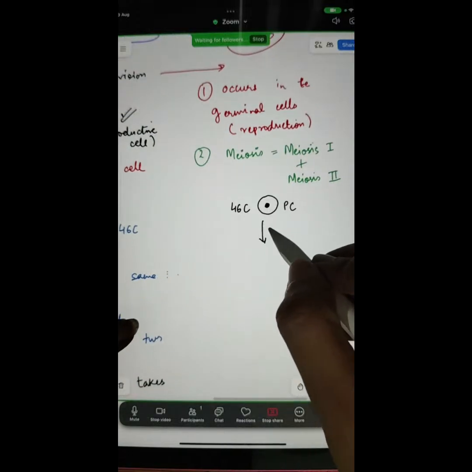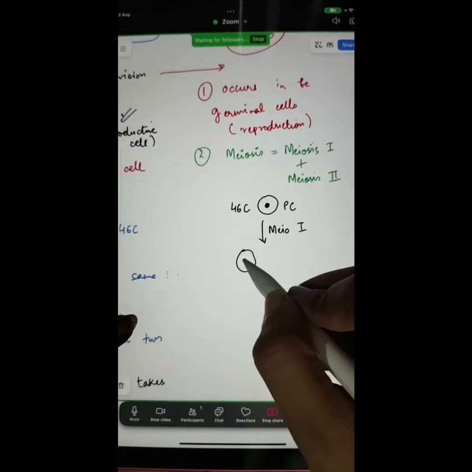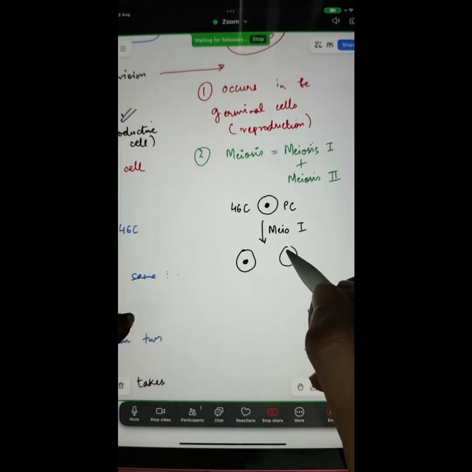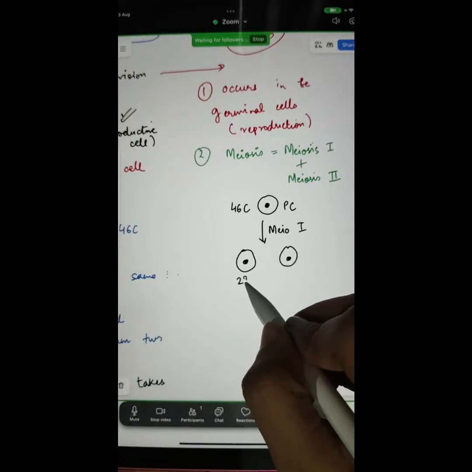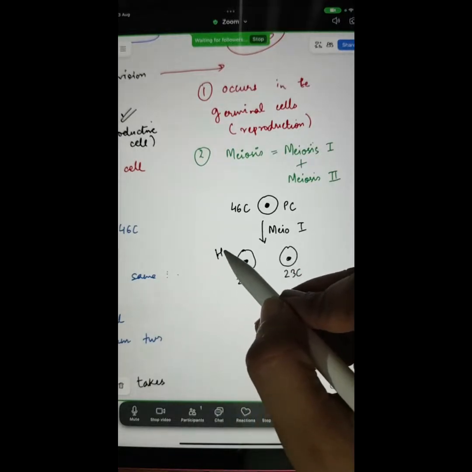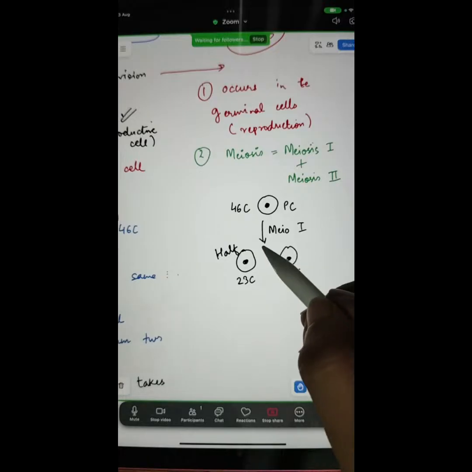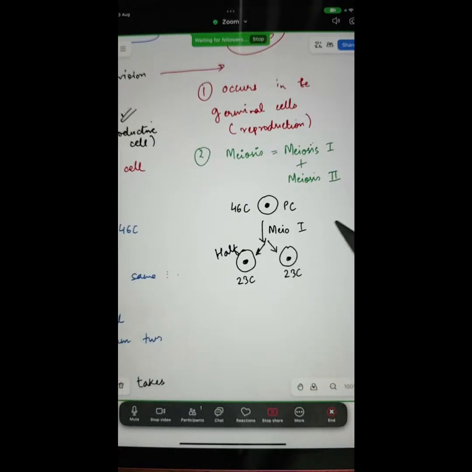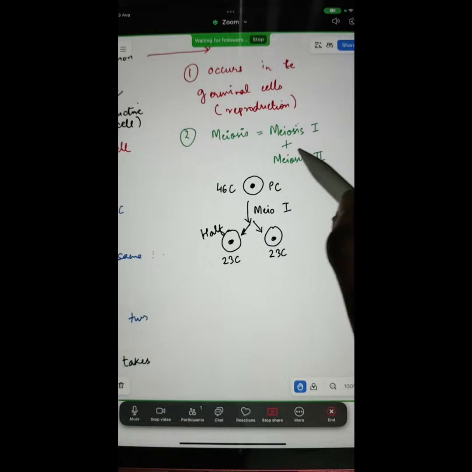Now, first, what will happen? Meiosis 1 will happen, and with the help of this, how many cells are going to be formed? 2. 23 chromosomes each. So you can notice that the chromosome number has halved, right? Because both the cells have half the number of chromosomes as the parent cell. But the process is still not over because we are left with meiosis 2.